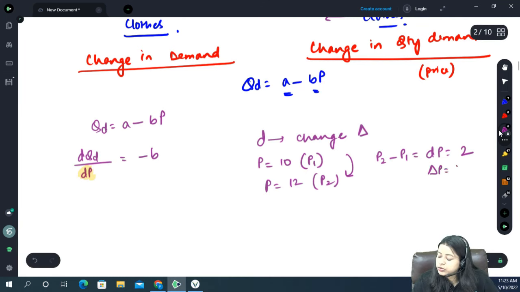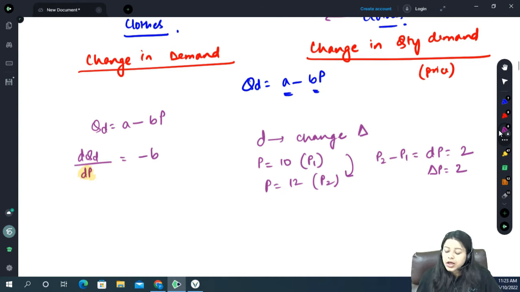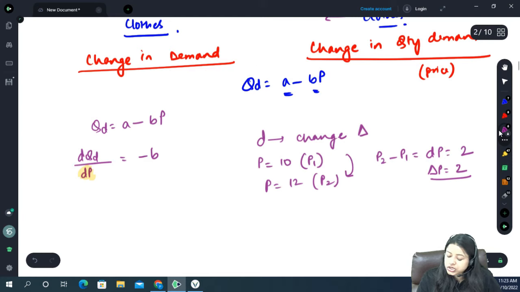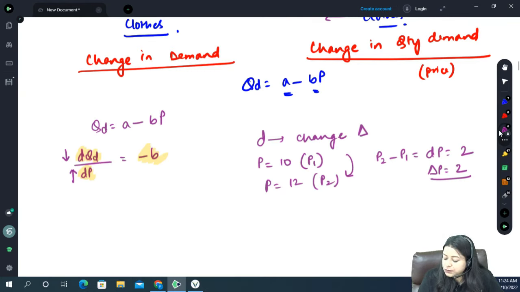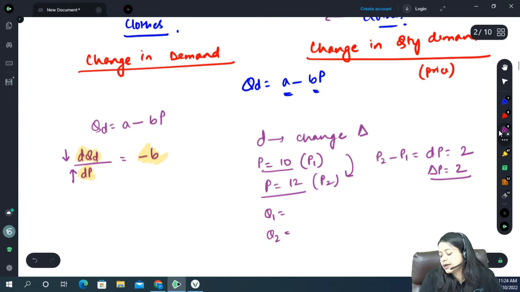You also denote it using change in price. Clear? So if your price is changing, your quantity demanded will also change by how much? Minus B. Why minus? Because if this is increasing, this will fall. So basically here, actually I was supposed to explain this later on. Q1, Q2. Let me keep this as 5. Let me keep it as 3. Or as 2.